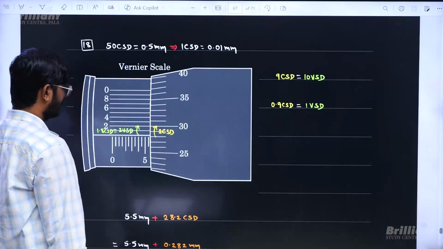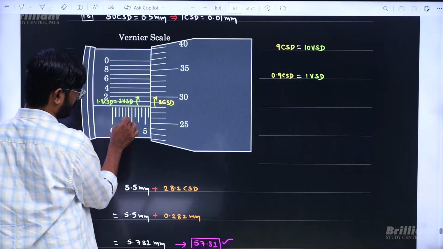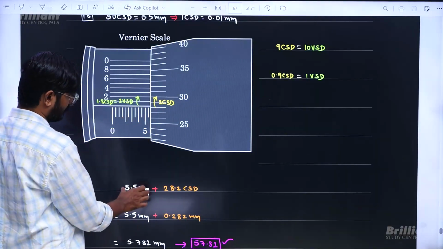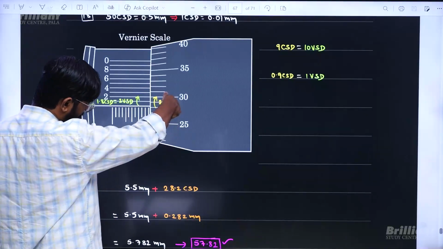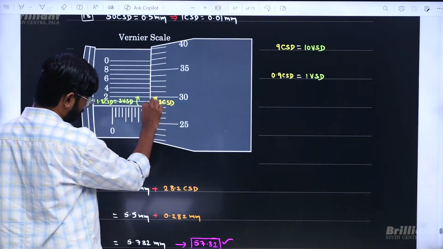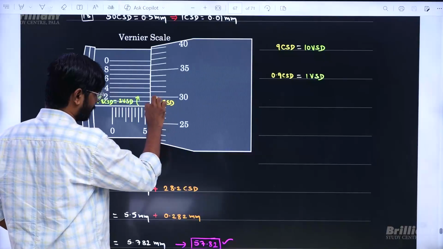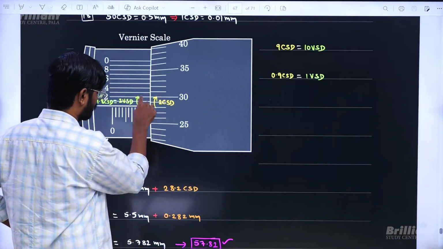Now keeping that aside, if you want to read this, it is going to be 0.5, 1.5, so similarly 5.5 mm till here. Now apart from that, it went down by 28 and something. Now 28 circular scale divisions and something. Now how to find that something? You can look at the coinciding thing.